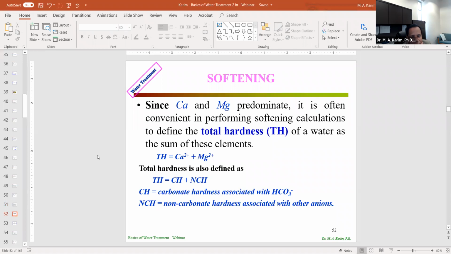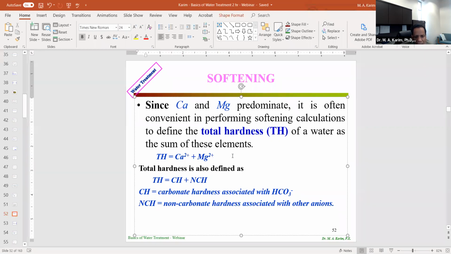Okay, since calcium and magnesium are predominant in there, it is often convenient in performing softening calculations to base them on the total hardness. Total hardness is defined as the amount of calcium plus the amount of magnesium. If I know how to measure the calcium amount and the magnesium amount, I add them up together and I get the total hardness. But here is a little bit of an issue, because whenever we measure calcium and magnesium, we measure them in milligrams per liter as their ion. It's the same as if I measure two different things in two different units, let's say the height of a person is 5 feet 8 inches.